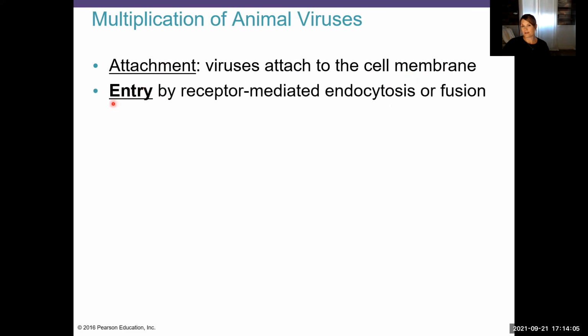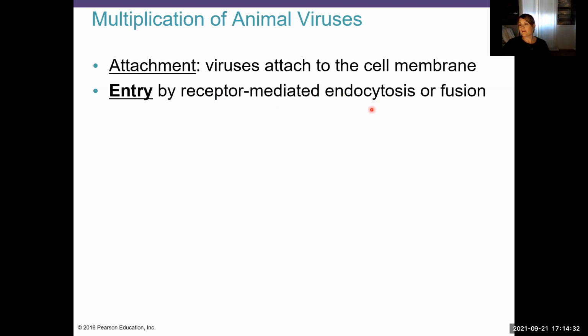Okay, so there's entry now. So it's a little bit different than bacteriophage because it's not injecting the DNA. It can't do that. It doesn't have that same sort of syringe feature that bacteriophage do. So there's two main ways that they do it. It's either by receptor-mediated endocytosis or it's by just fusion. Okay, so let me see if I'm going to show you those two things. Yeah, I'll show you those.